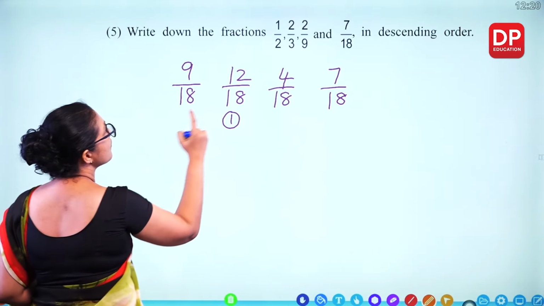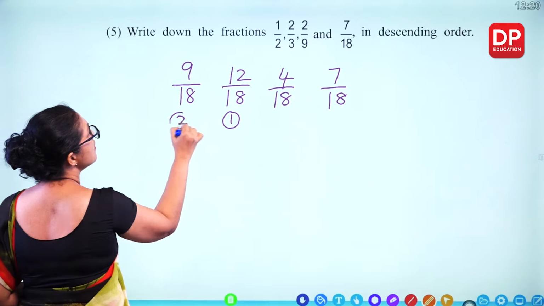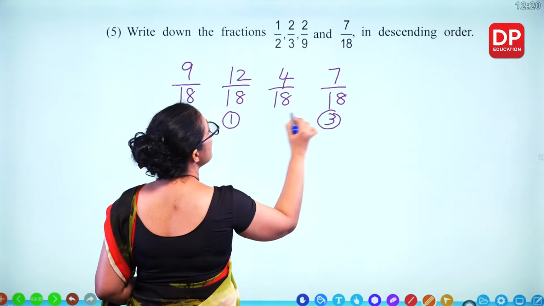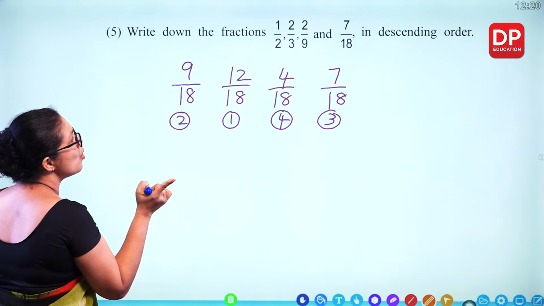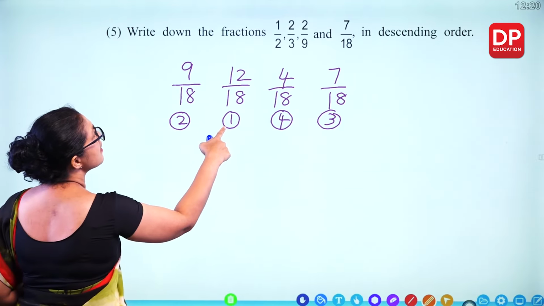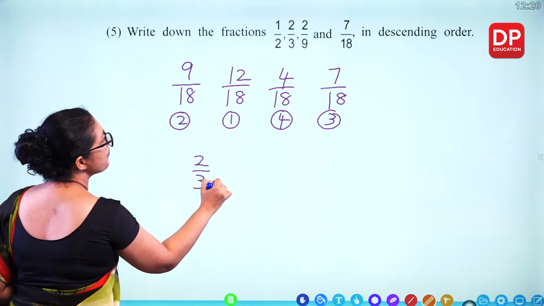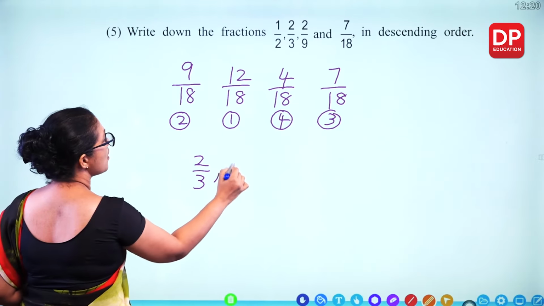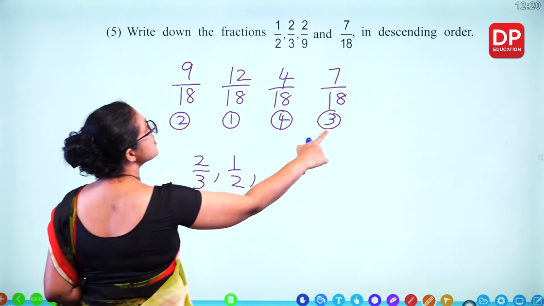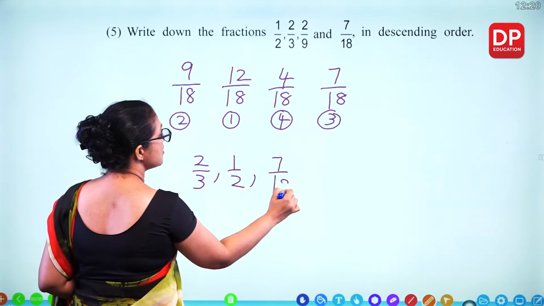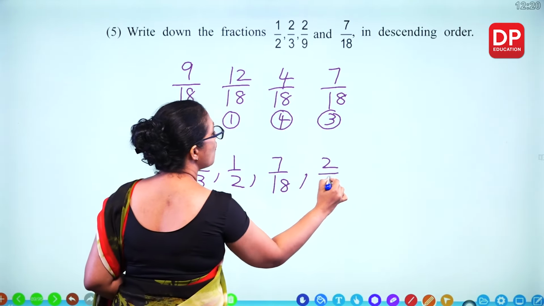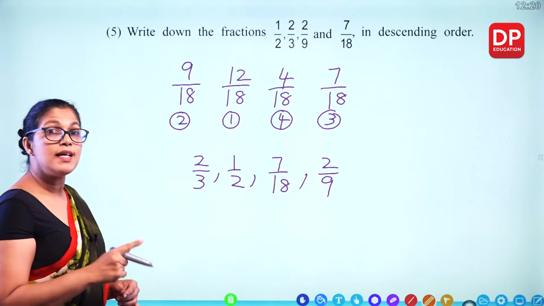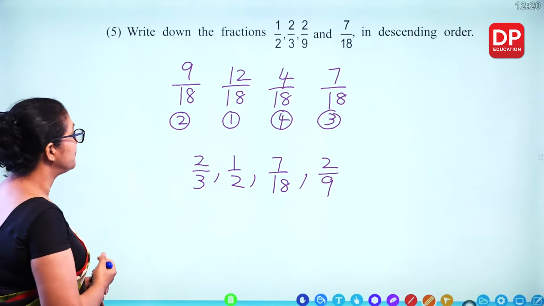Now which one is the largest? This one. Then this one. And this is third and this is the lowest. So this is descending, highest to lowest. So this is second one, that's 2/3. Then first one, that's half. This is last one, that's 7 over 18. And this is the third one, 2 over 9. So this is in descending order.